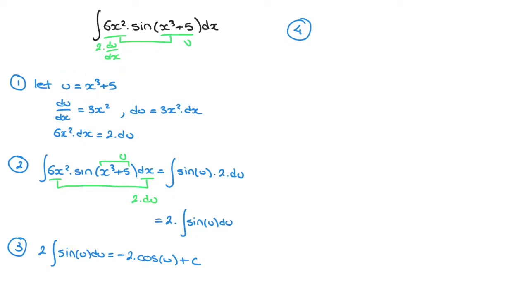So let's go ahead and do that. We can state that negative 2 times cosine of u plus c equals negative 2 times cosine of x cubed plus 5 plus c. And that's the final answer. We've just found this integral using U-substitution. Okay, we're going to move on to the next video in which we're going to solve a couple more examples of using U-substitution for integration.